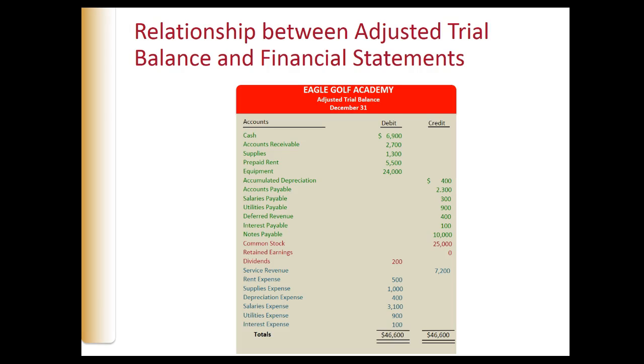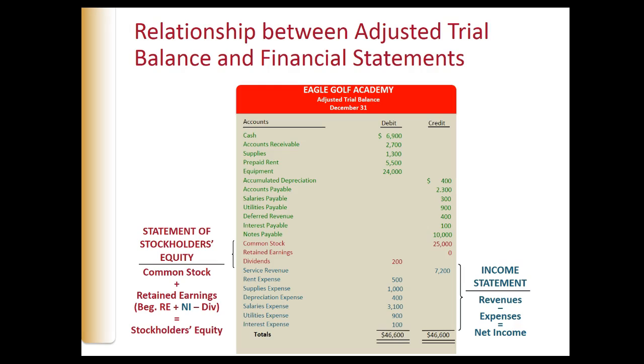Revenue and expense accounts are reported in the income statement. The difference between total revenues and total expenses equals net income. The statement of stockholders' equity reports the balance of common stock and retained earnings. Retained earnings includes net income from the income statement and dividends. All assets, liabilities, and stockholders' equity accounts are reported on the balance sheet. The balance sheet confirms the equality of the basic accounting equation.